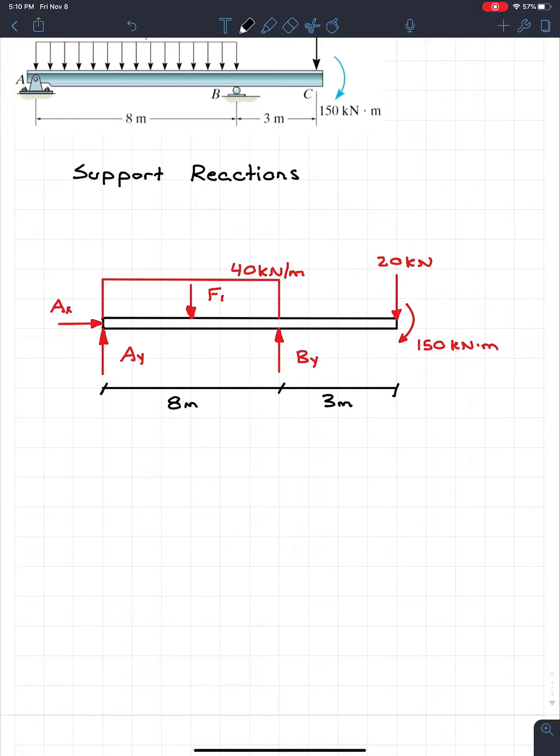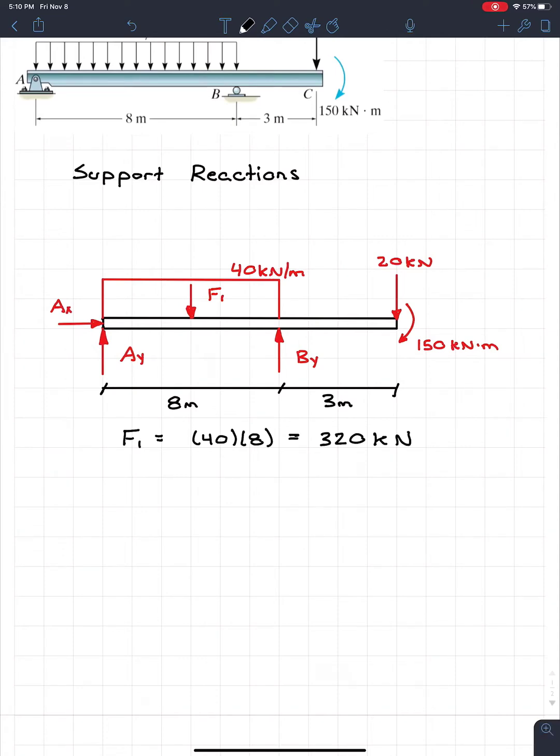Alrighty, so from here we can start to calculate everything. First thing I'm going to do is find F1 real quick because we're going to need it for our calculation. So we have 40 kilonewtons per meter times a distance of 8 meters. And if I grab my calculator, I get 320 kilonewtons. So quite a hefty load actually on this beam.